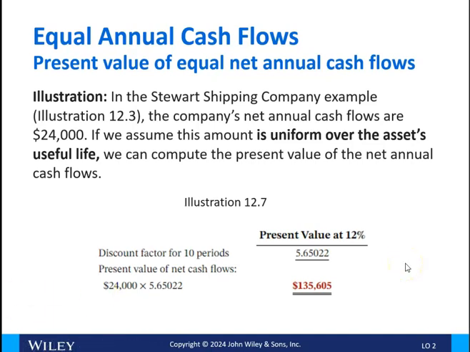We see that that is a smaller number than if we just took the 24,000 a year times 10 years, $240,000, because we're bringing it back to today's dollars. So it has a different value than what it is in the future.